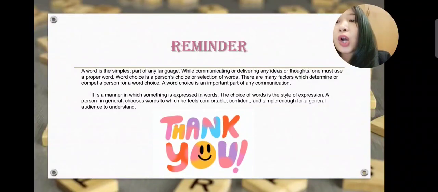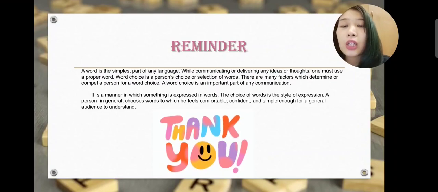Reminder: a word is the simplest part of any language. While communicating or delivering any ideas or thoughts, I must use a proper word. Word choice is a person's choice or selecting of words. There are many factors which determine or compel a person's word choice. A word choice is an important part of any communication.